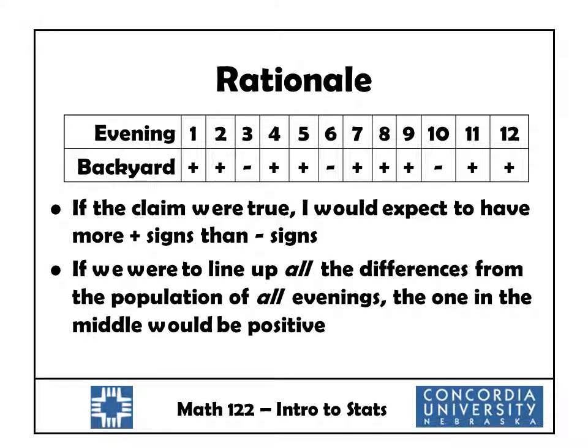Well, if I were to line up all the differences from the population of all evenings, the one in the middle would be positive. Right? As if I have more plus signs than minus signs, I line them up from smallest to largest, the one right in the middle would be positive, so I should have a plus sign in the middle. Well, we have a term for the one right in the middle, call it the median. The median, remember, was if we had a set of data, we line them up from smallest to largest. The one right in the middle is the median. So if the claim were true, then the median would be positive.